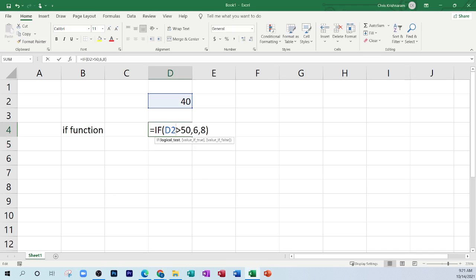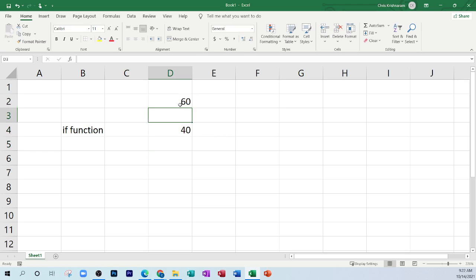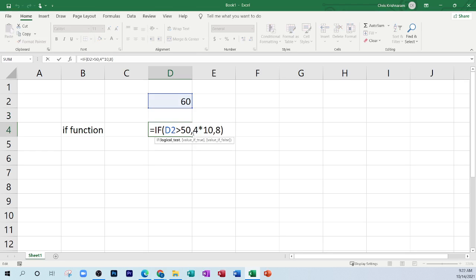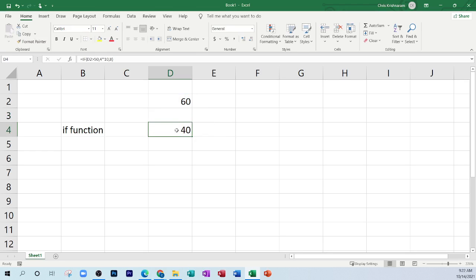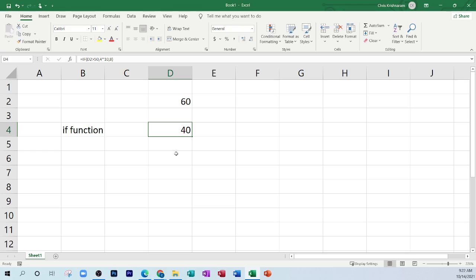So not only can you put numbers, also you can even put an equation. You can say, let me see if this is gonna work. I haven't used it in a while. 4 times 4, 4 times 10. And we have 50, 60. Right. So notice this equation here was carried out. 4 times 10 is 40.